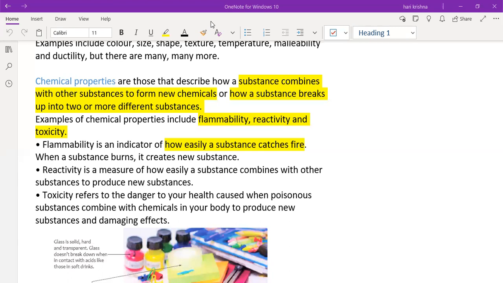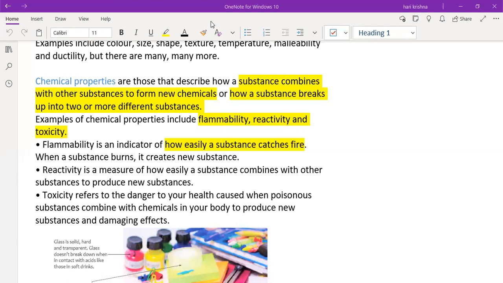Flammable substance means what? Sir, a substance which will catch fire, but not easily, it will take some time. Example, coal or wood. Wood also will catch fire, but it cannot catch fire easily, right? Yes, sir. Not as fast as petrol or kerosene.